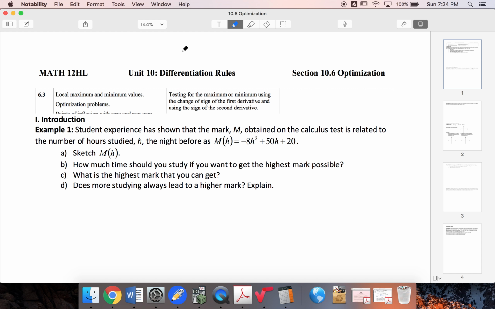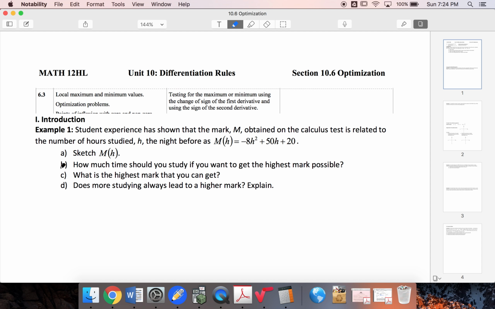There are a few different types of optimization problems you might see. This first example is trying to get the highest mark possible. So we're looking for a maximum value if we see highest mark. And of course this is a quadratic.